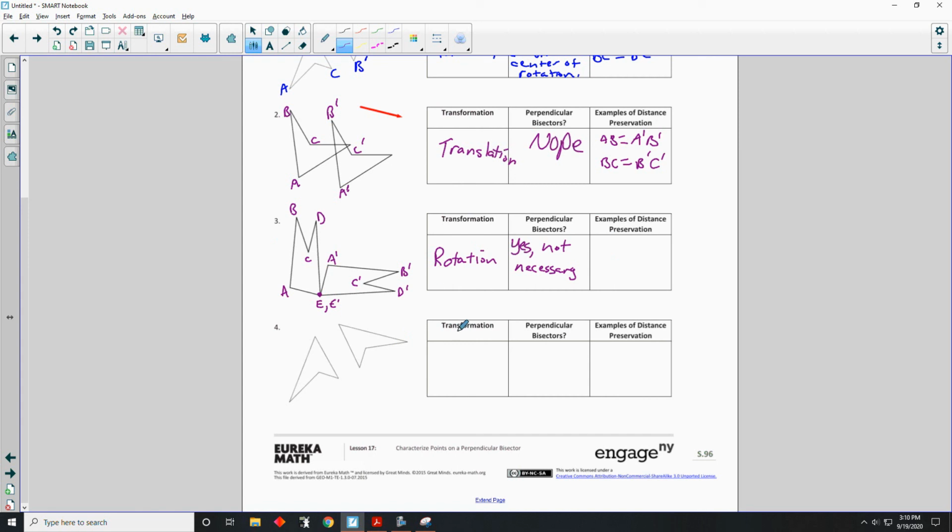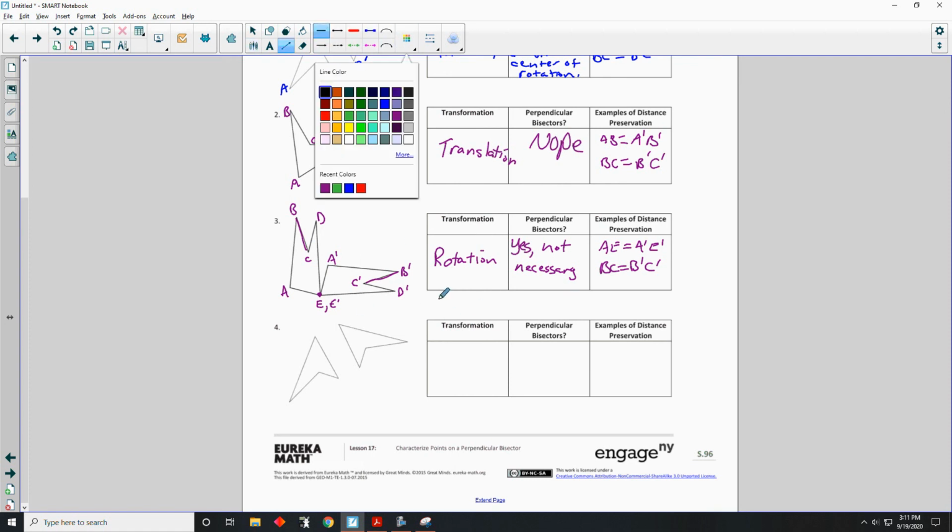Examples of distance preservation, choose anything. AE equals A prime E prime. BC equals B prime C prime. So that would be here is equal to here. And I suppose I should use a straight line to show these. And AE is here, is equal to A prime E prime.